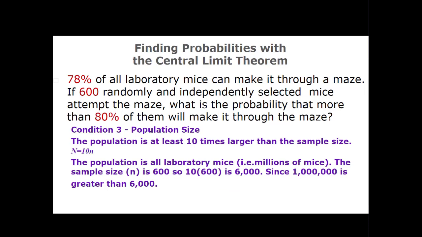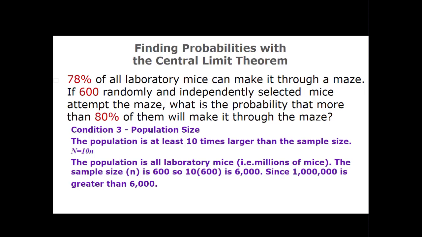The third and final condition of the central limit theorem is the population size condition. The population size must be at least 10 times larger than the sample size. So big N has to be 10 times little n. The population here is all lab mice, which is basically millions of mice. The sample size n is 600.